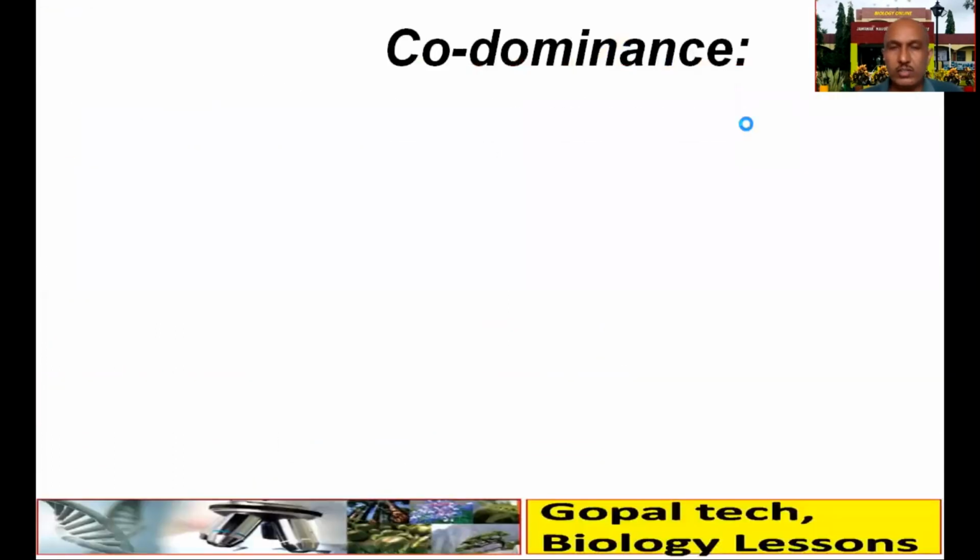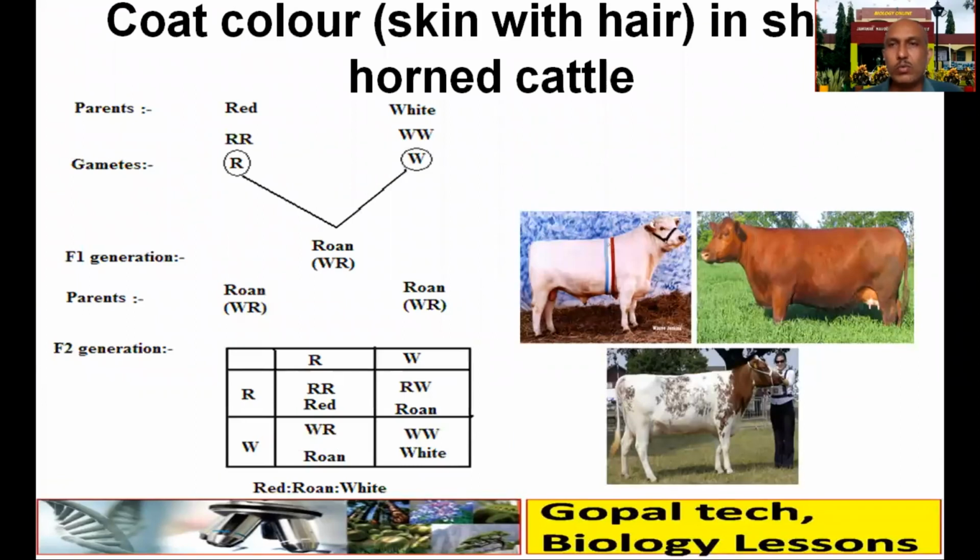Now we will take an example of coat color or skin color, okay, so we will consider that is coat color, that is skin with hair in a short horn cattle. Now parents देखो इधर red है इधर white है, so capital RR, that is capital WW. Now both are capital, not red is dominant, white is dominant over red. So when the gametes are again fused, so we get that is roan color. See that this is white, this is red, but here you can see 50-50.